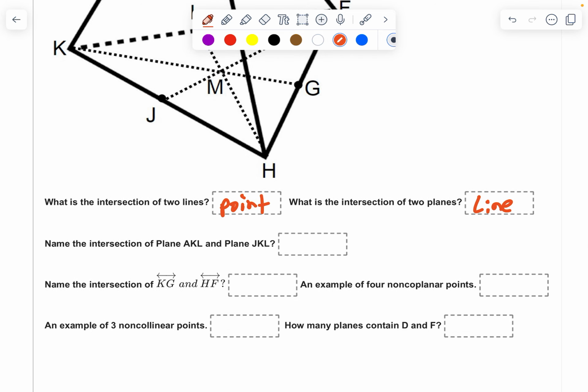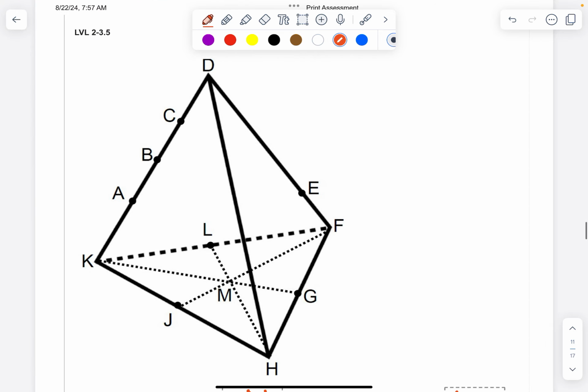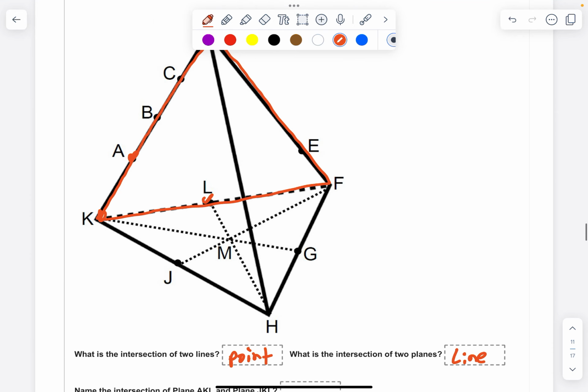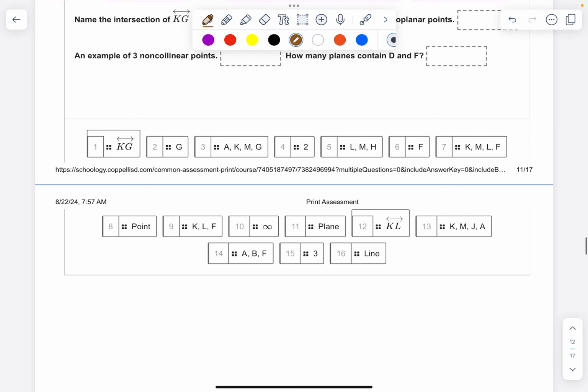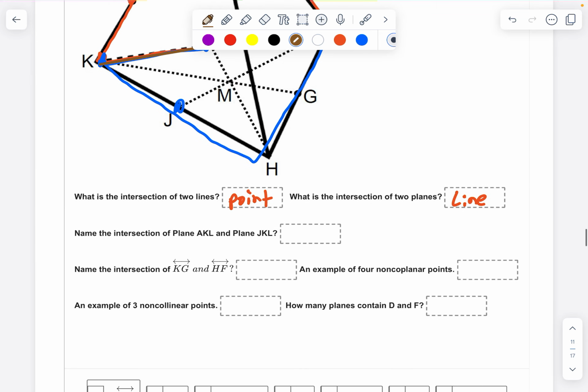Name the intersection of plane AKL and plane JKL. Let's find AKL. Those would be this plane. Those are on the back plane together. And JKL, let's find that one. JKL would be the bottom plane. So if I want to name that intersection, it would be this line, KL, or KF, or LF. It doesn't matter what you pick. To name a line, you pick any two letters on the line. Let's see if it's any of these. KL, KF, LF. Here I see KL. There it is. That's the one we're going to use. Line KL.